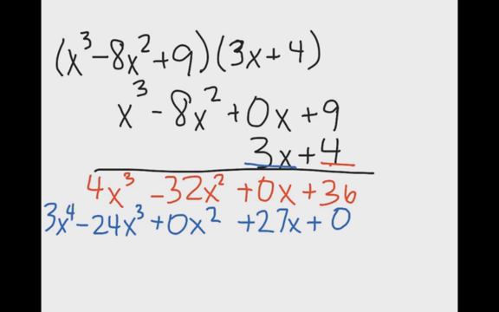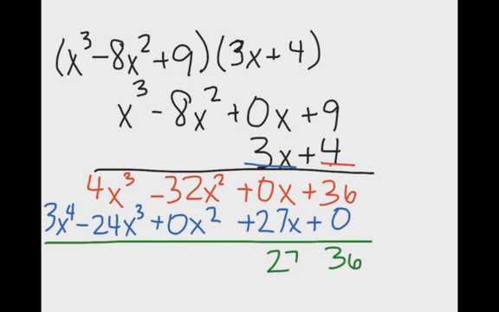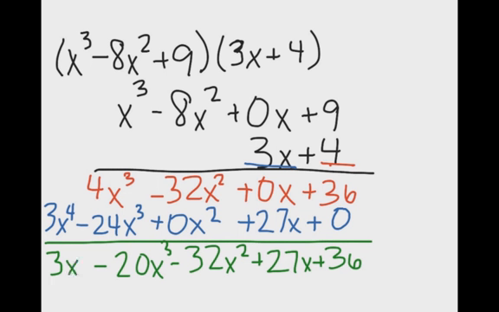Okay. And now we are going to add straight down. So 36 plus 0 is 36. 0x plus 27x is 27x. Negative 32x squared plus 0x squared is going to give us a negative 32x squared. 4x cubed plus a negative 24x cubed is going to give us a negative 20x cubed. And then we don't have anything to add to our 3x to the 4th, so it just stays 3x to the 4th.